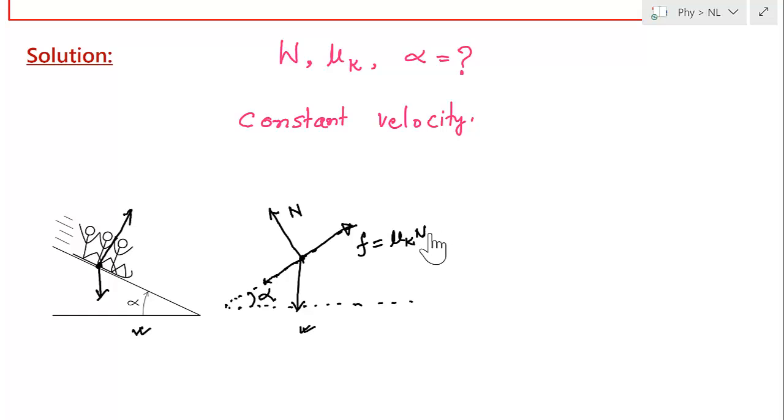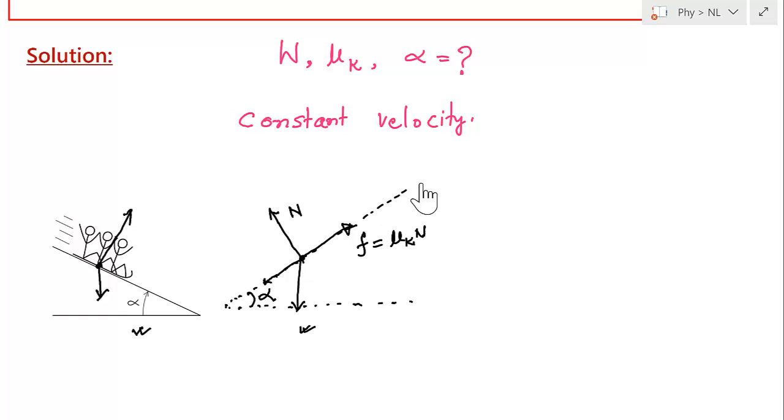Since this object is moving with a constant velocity, this friction will be kinetic in nature and that's why we have taken mu k times N, not mu s times N. In this problem also the mu k value is given. So we can use mu k times N to calculate the friction force. So the magnitude of the friction force is mu k times N and this will act in the upward direction.